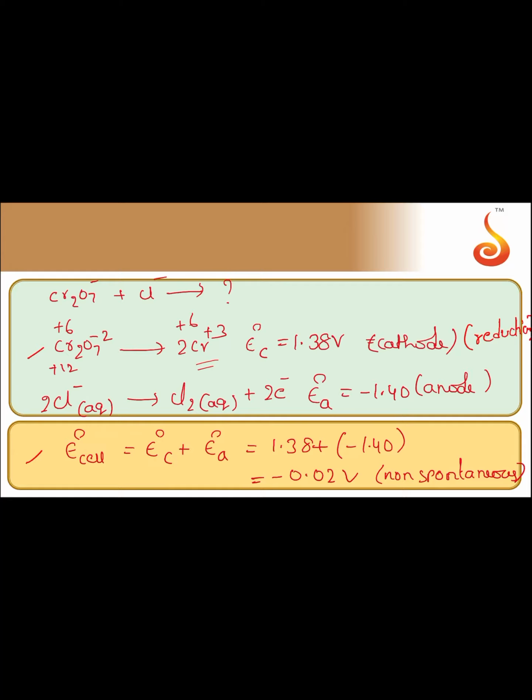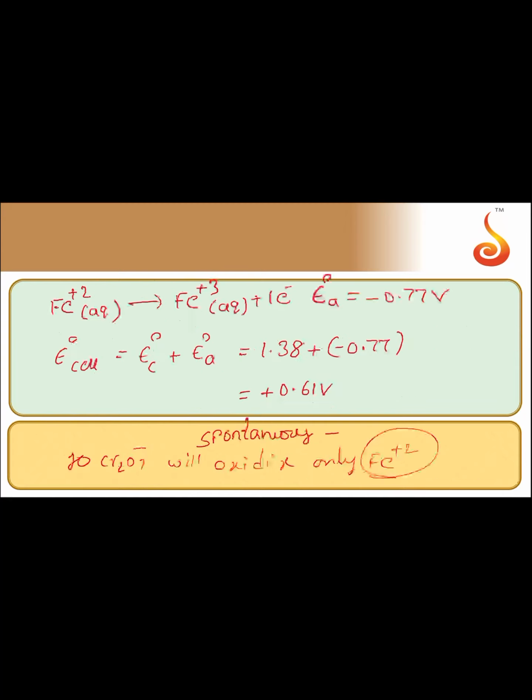Whether it will oxidize Fe2+ or not, we'll check once. So Fe2+ aqueous gives rise to Fe3+ plus 1 electron. Here also I am taking the oxidation potential. The oxidation potential is E0 anode equal to minus 0.77 volts. Same if we calculate the E0 cell value, here we are getting plus 0.61 volts. The E0 cell value is positive, means this reaction is spontaneous. So Cr2O7 2- will oxidize Fe2+. It won't oxidize Cl-. So we can consider that Cr2O7 2- is a suitable oxidizing agent because it is oxidizing only Fe2+ based on the E0 cell values. So B is the correct option.